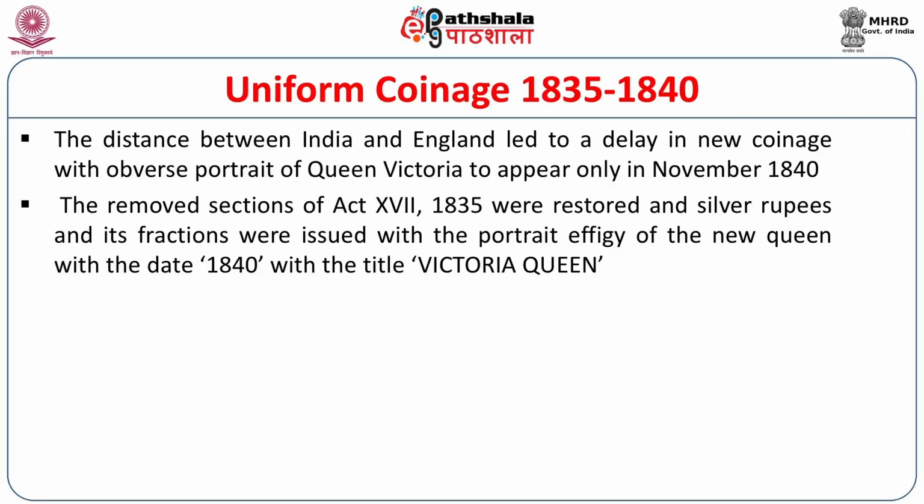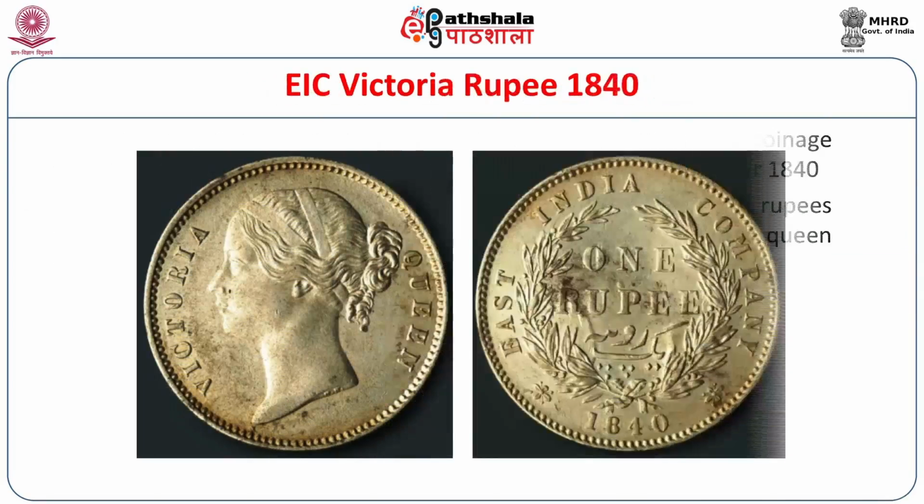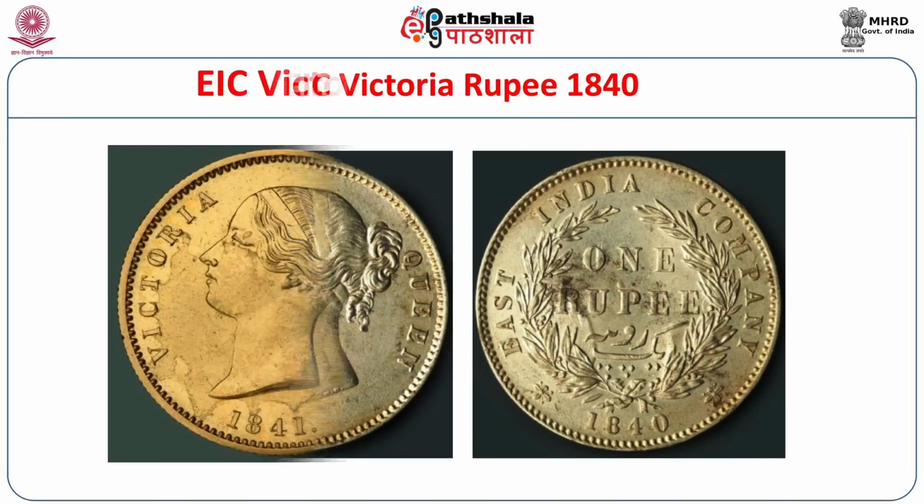The removed sections of Act 17 of 1835 were restored, and silver rupees and its fractions were then issued with the portrait effigy of the new Queen with the date 1840 and title Victoria Queen. This is a very good example in the next slide of the Victoria rupee with the date 1840.